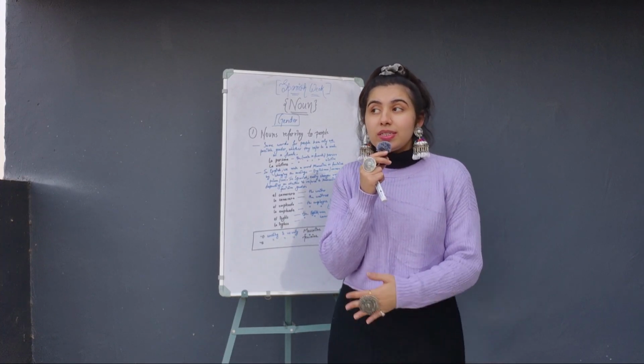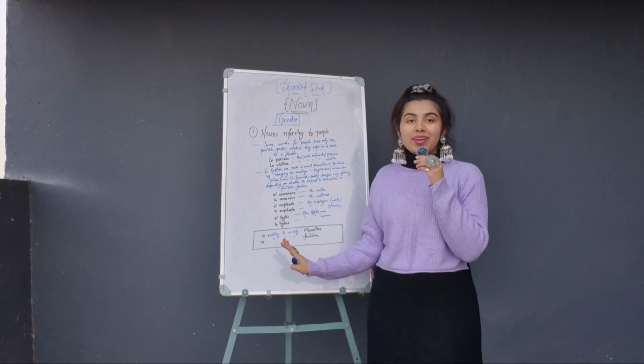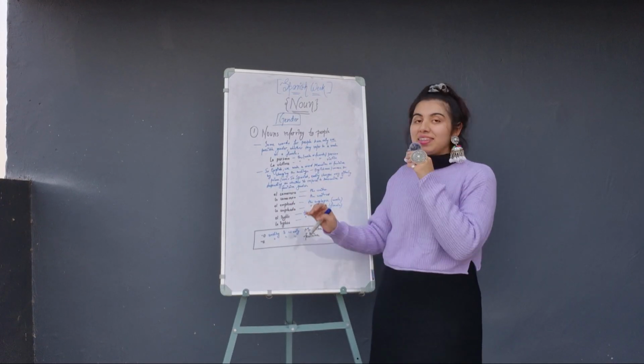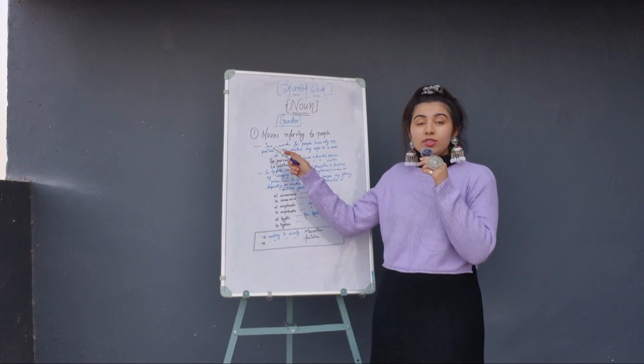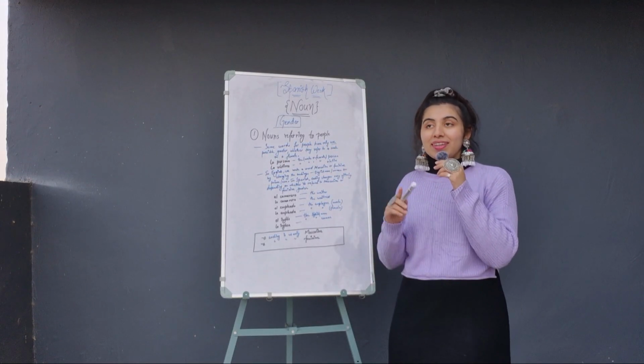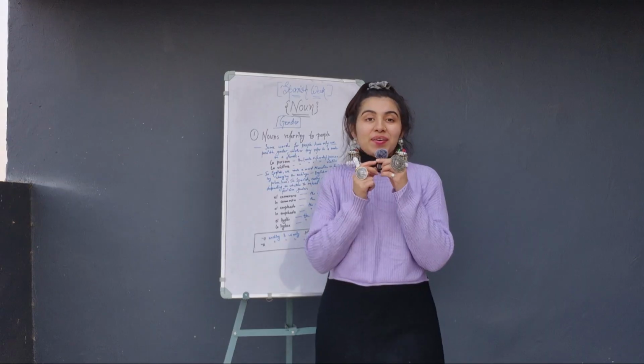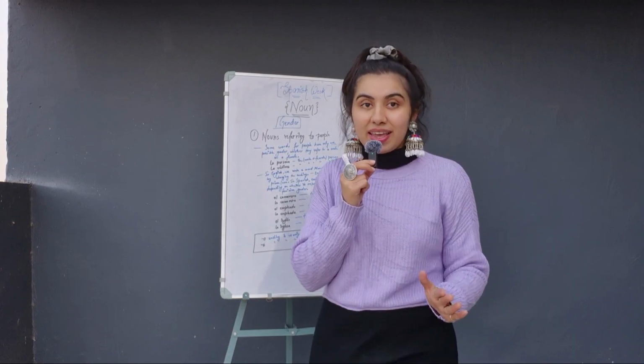So now I have covered everything under this topic, whatever was in nouns referring to people: the points, exceptions, everything. Now let's move on to the next topic.